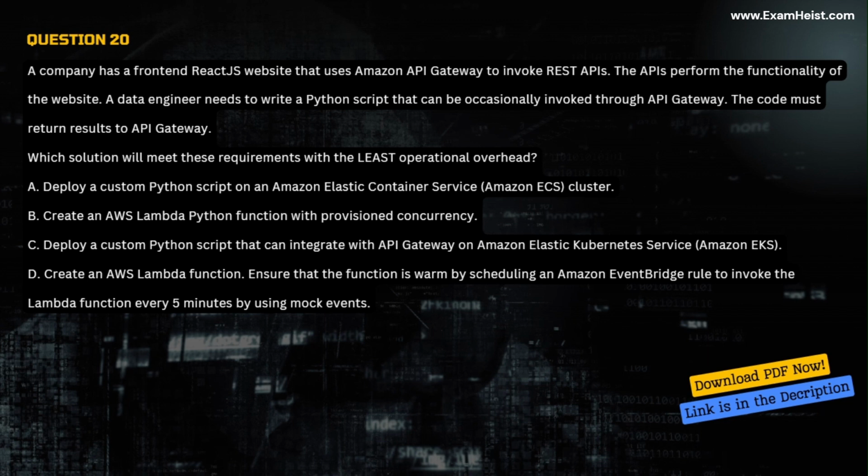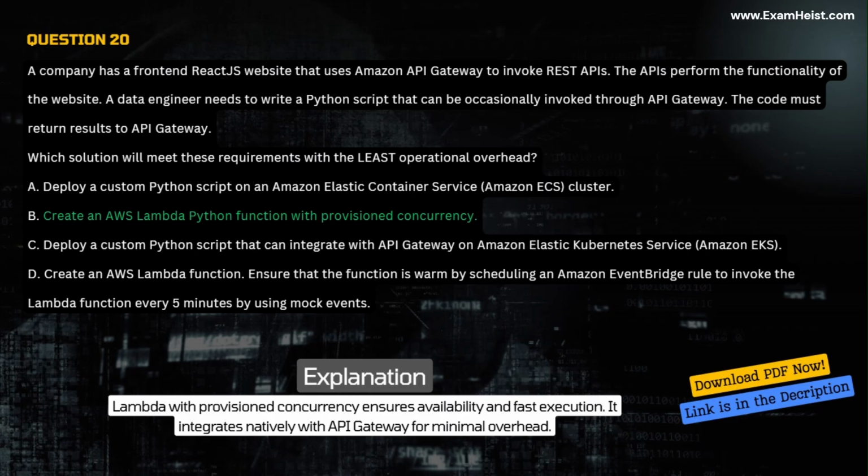Ensure that the function is warm by scheduling an Amazon EventBridge rule to invoke the Lambda function every 5 minutes by using mock events. Correct answer B. Create an AWS Lambda Python function with provisioned concurrency. Explanation: Lambda with provisioned concurrency ensures availability and fast execution. It integrates natively with API Gateway for minimal overhead.